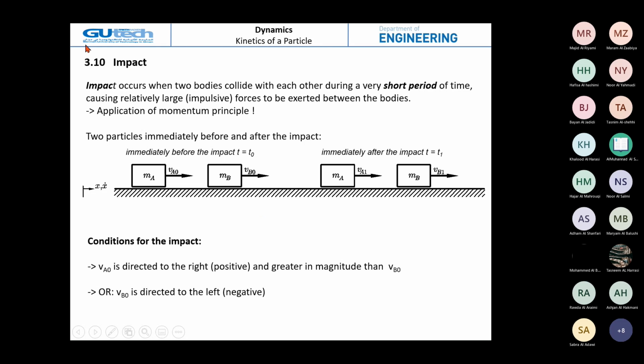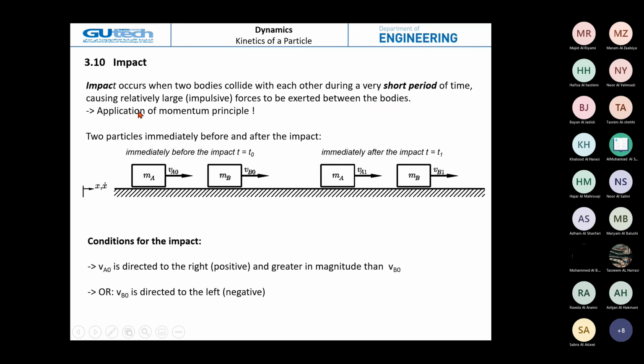Now we come to the case of impact, when there is an impact between two particles. It can also happen between two rigid bodies, like an impact between two cars, or trains, or any mechanical system. We can say the impact occurs when two bodies collide with each other during a very short period. The impact can happen, but the duration of this impact is very small, causing a relatively large impulsive force to be exerted between the two bodies.